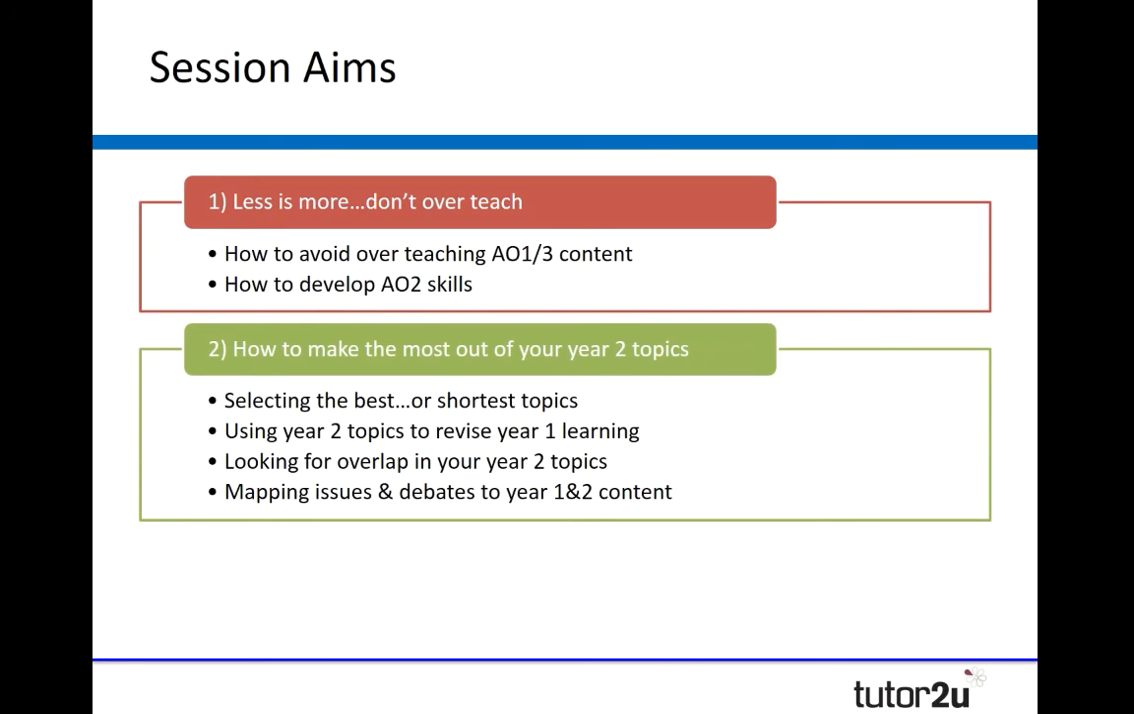And I've broken that into 4 subsections: selecting the best topics, or arguably the shortest topics might be sensible; how to use Year 2 topics to revise Year 1 content; looking at overlap between the different topics; and then what I think is one of the most important things, mapping the issues and debates to the different Year 1 and Year 2 content. I think that can make or break the new linear A-level.